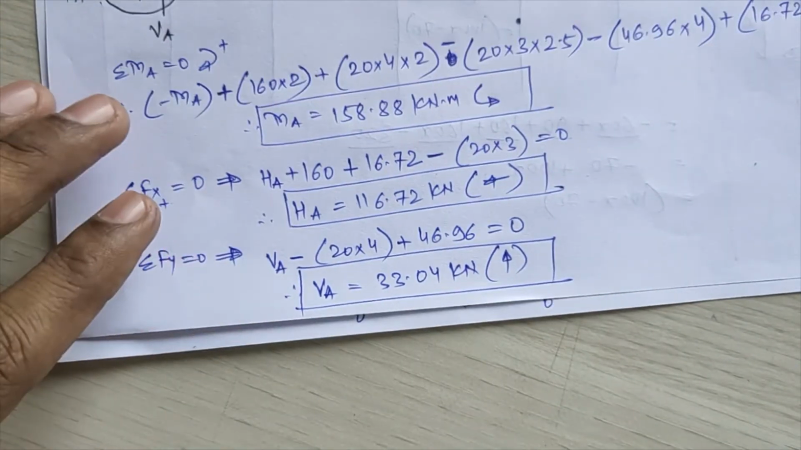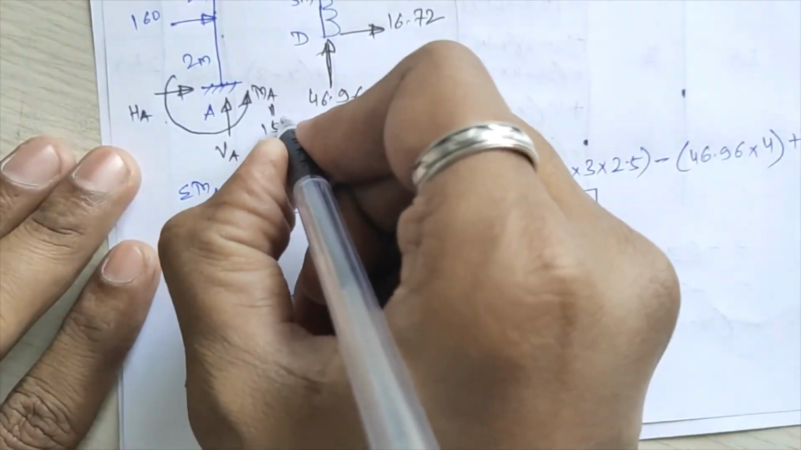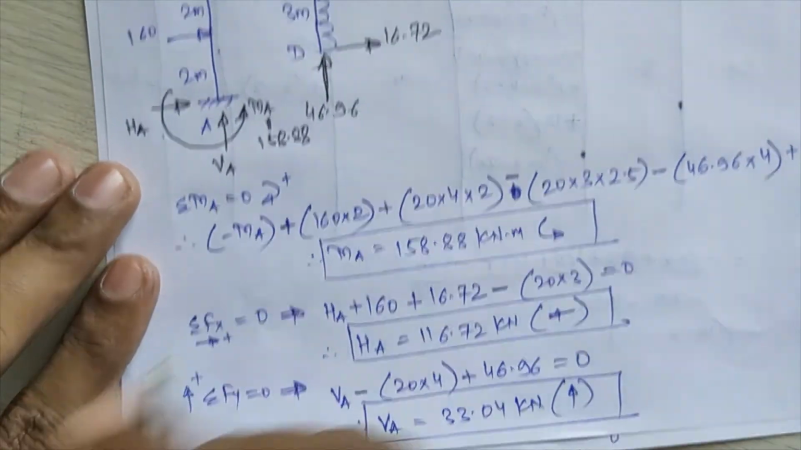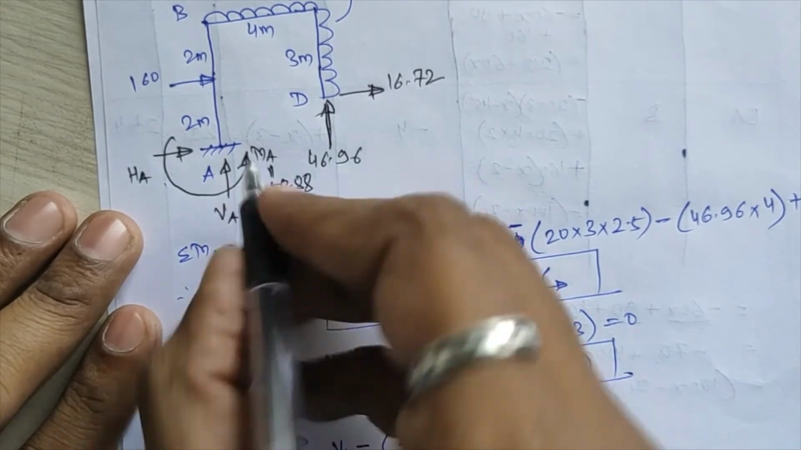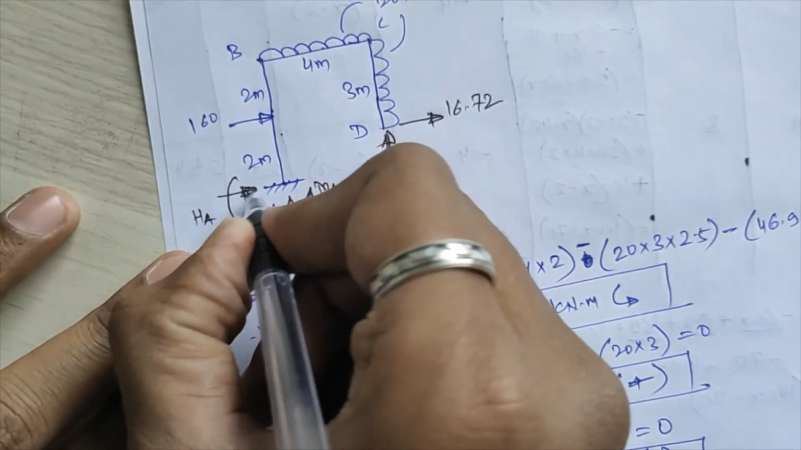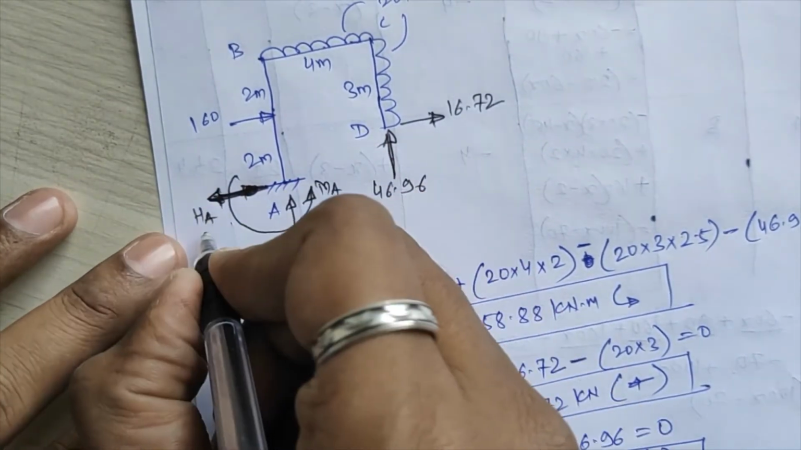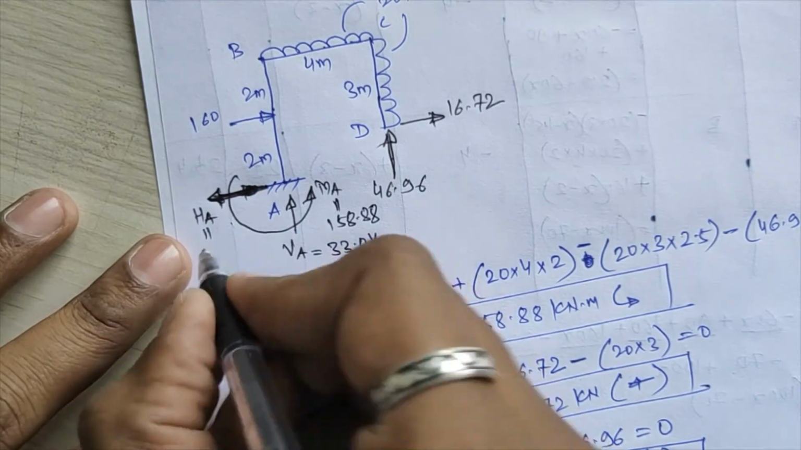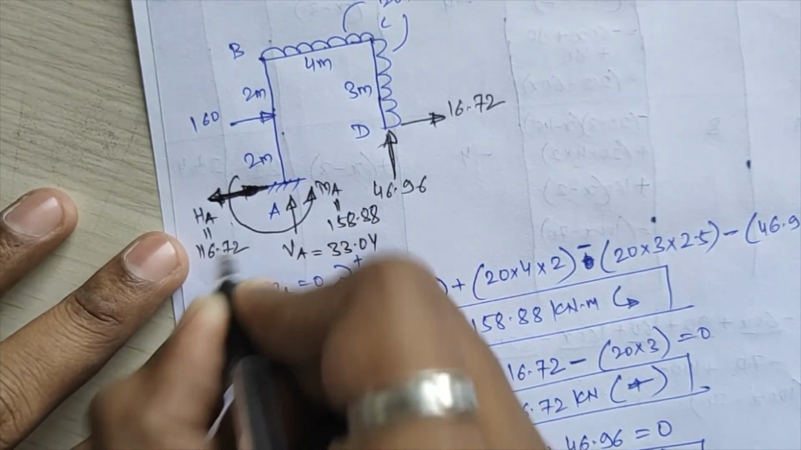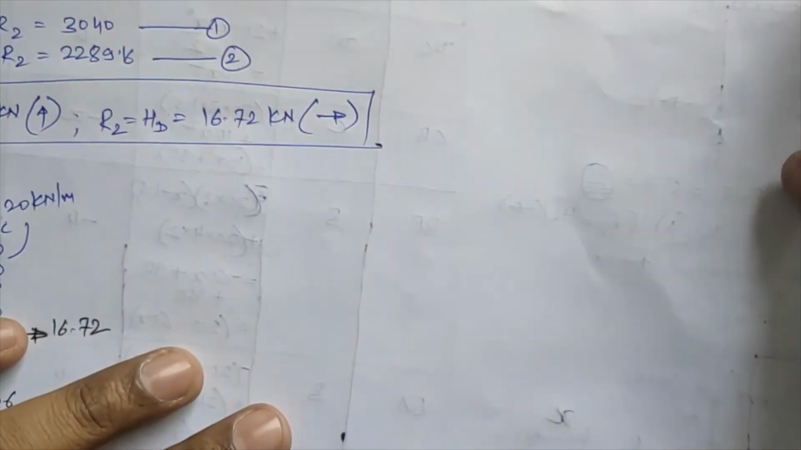So these 3 reactions I have got, I will mark those over here. MA I am getting as 158.88. Next, VA I am getting is equal to 33.04, and HA's direction is opposite, so I will correct the directions here and show that towards the leftward. That value I am getting equal to 116.72 over here. Okay. Now what we'll do, we'll try to plot the bending moment by superposition.